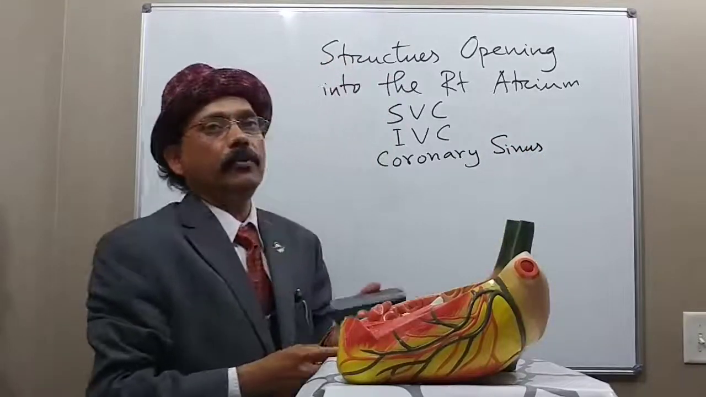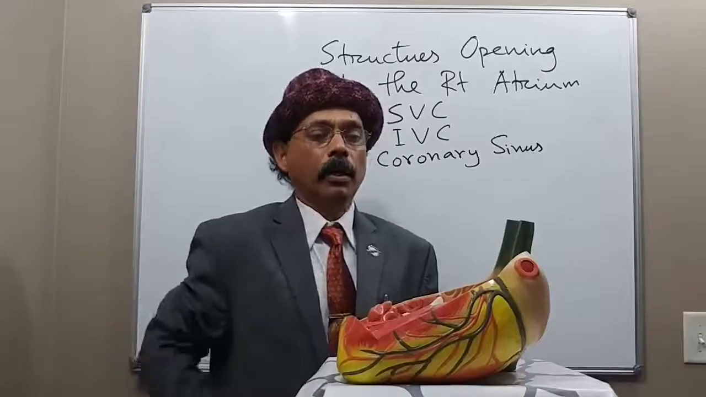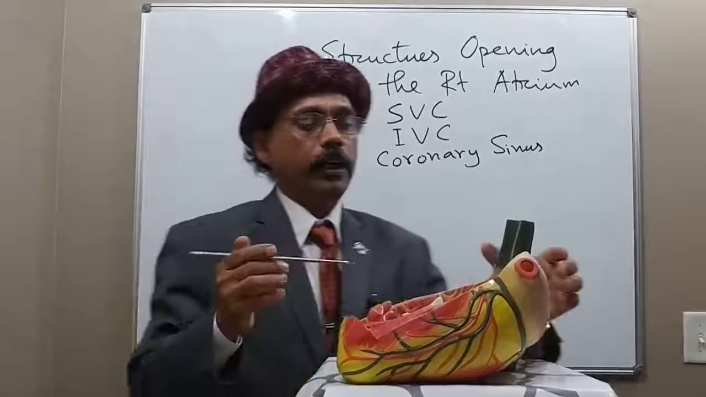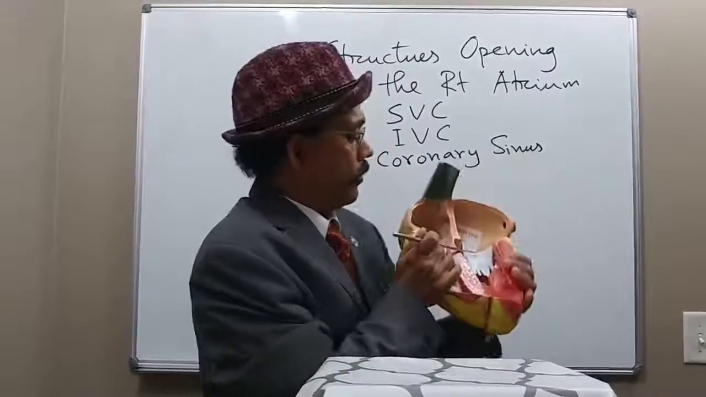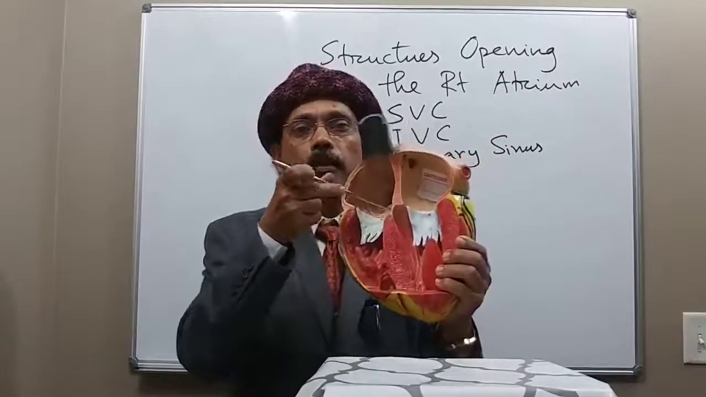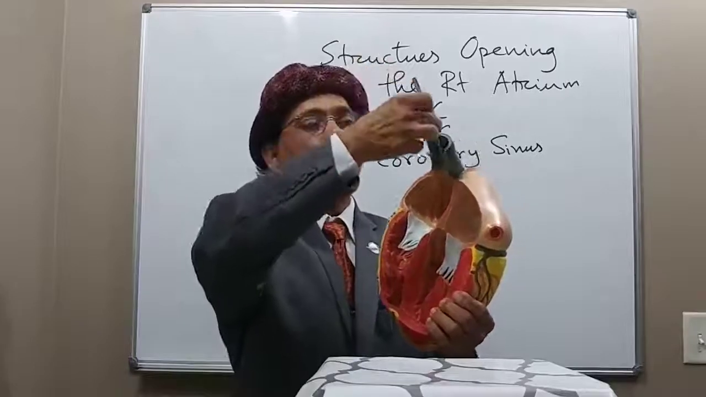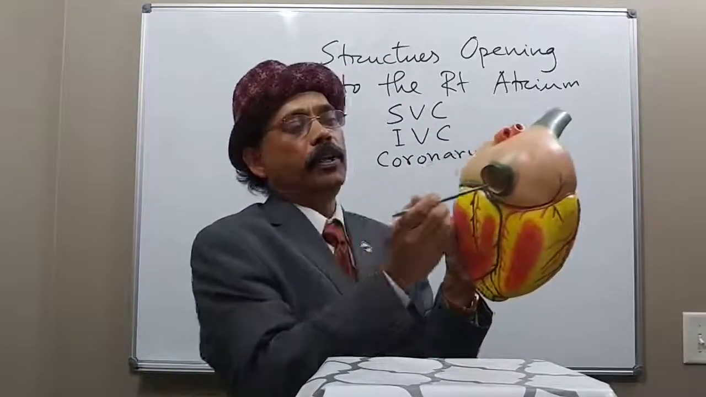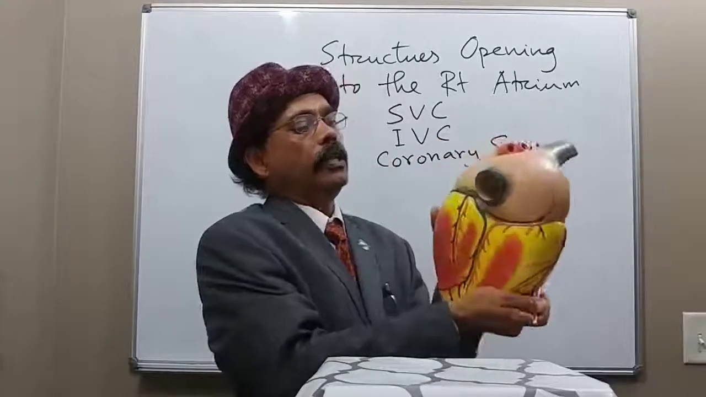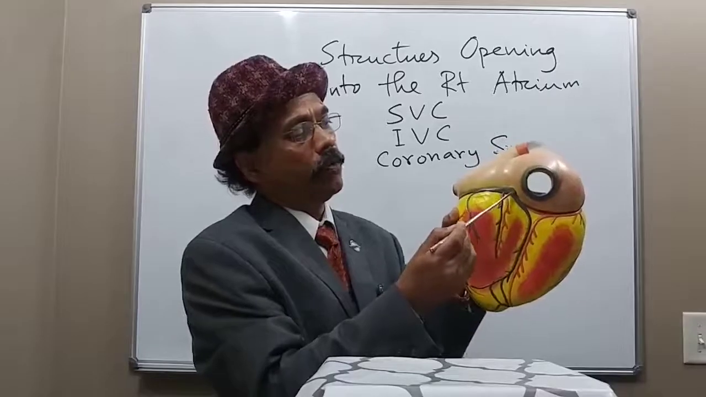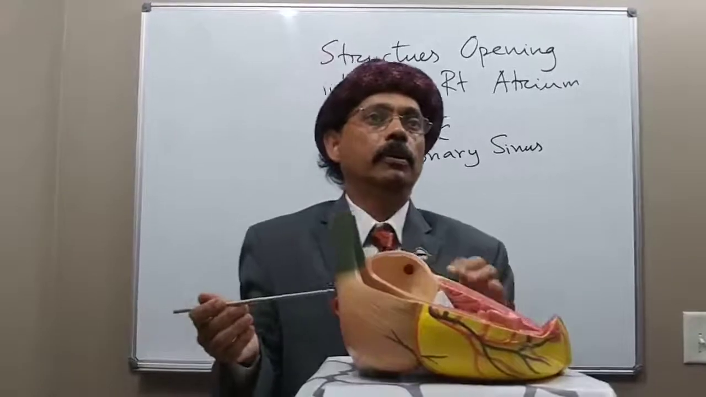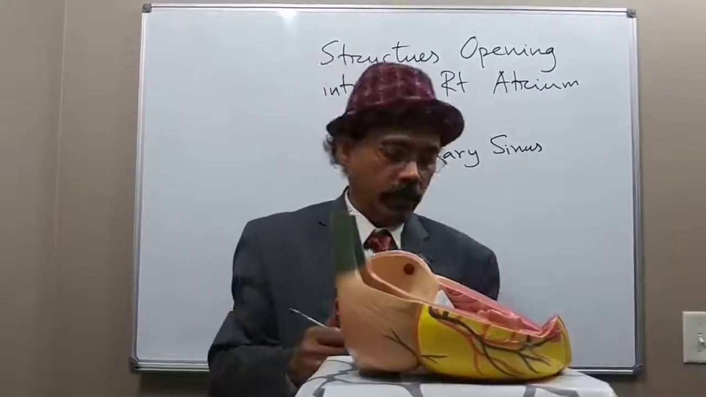Coronary sinus is the major vein in the wall of the heart. So, there is the opening for coronary sinus here. This is the superior vena cava. This is the inferior vena cava. And this is the opening for coronary sinus. And this is the coronary sinus. It opens into the right atrium.